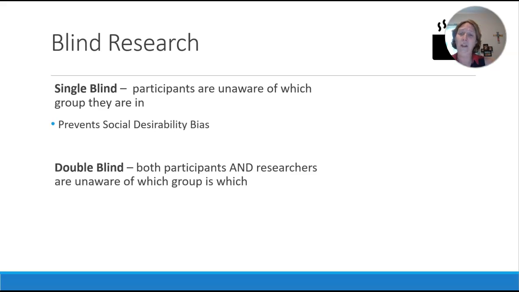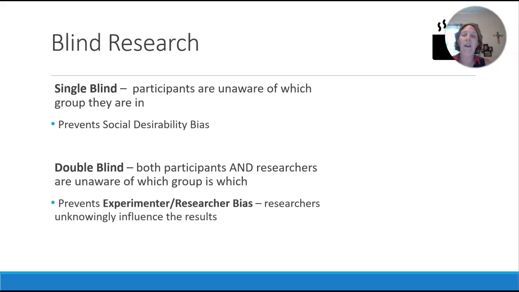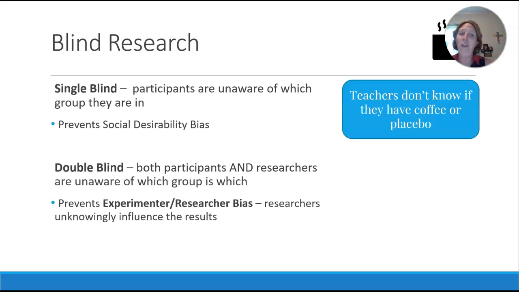And double blind research. This is where both the participants and the researchers are unaware of which group is which, and this prevents experimenter or researcher bias. The researchers unknowingly might influence the results based on how they talk to the participants. So in our first case, teachers don't know if they have coffee or a placebo.